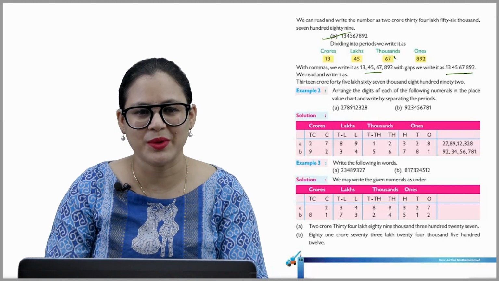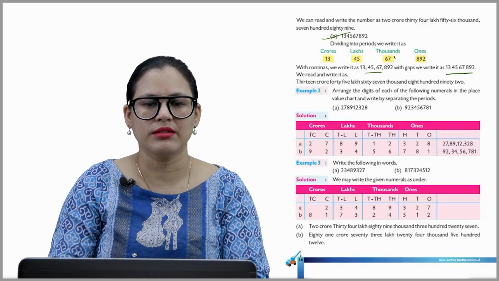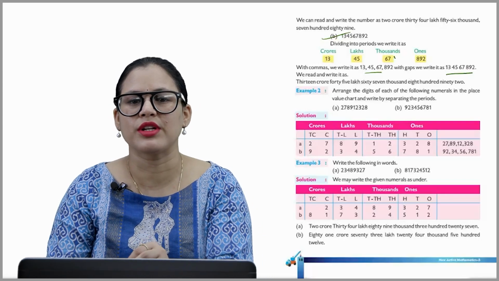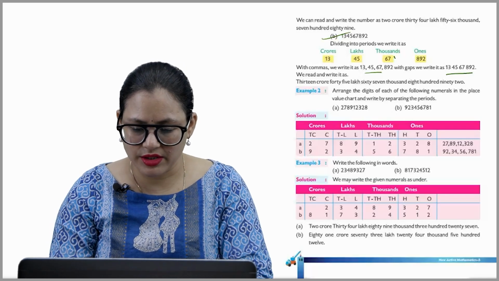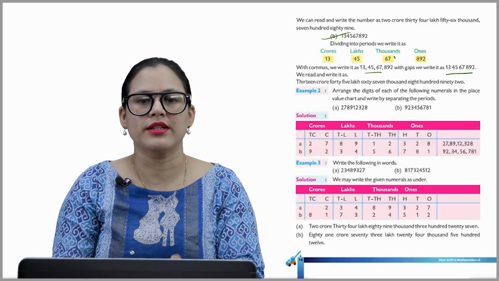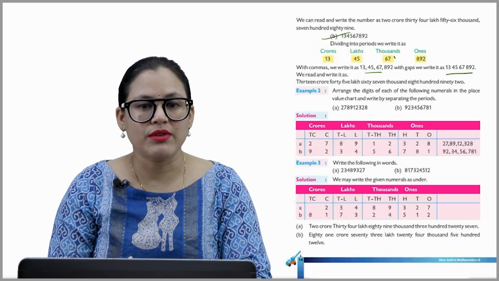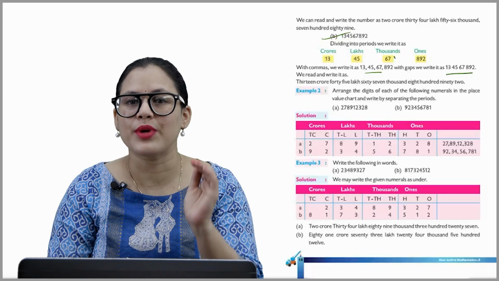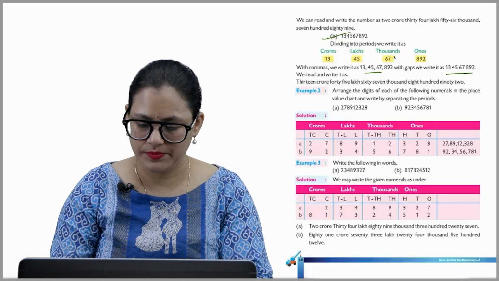Number 2, arrange the digits of each of the following numerals in the place value chart and write by separating the periods. Okay, this is very simple. You can do it. You have to just put all these numbers on the place value chart. Okay. Now, example 3 is write the following in words. Again, you have to write these numbers in words. First, you will place them in place value chart, and then you will write in words for these numerals. Okay.